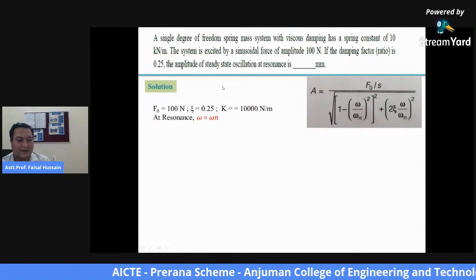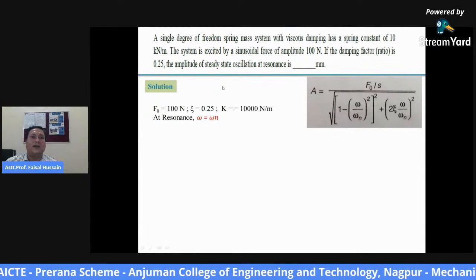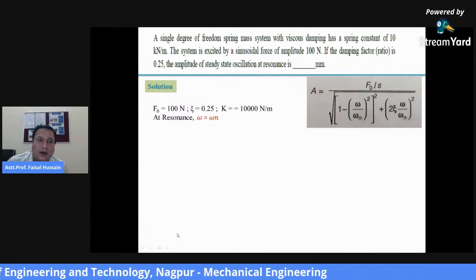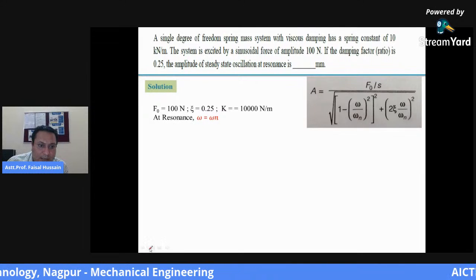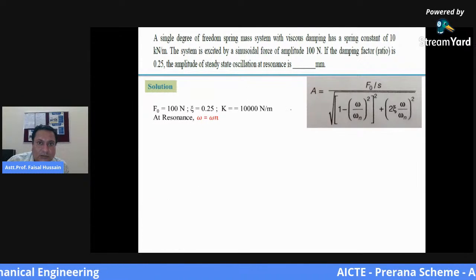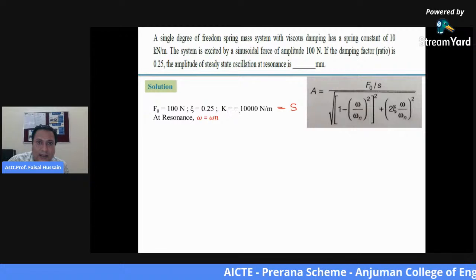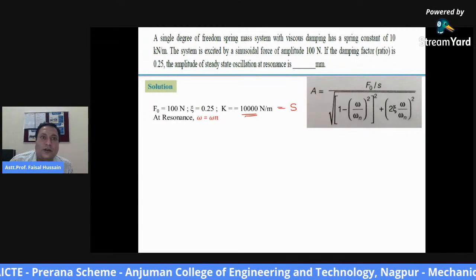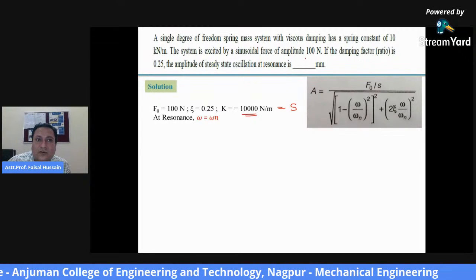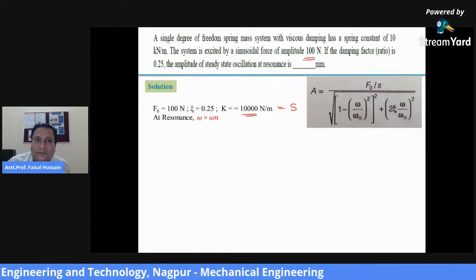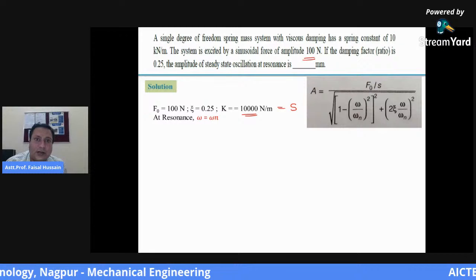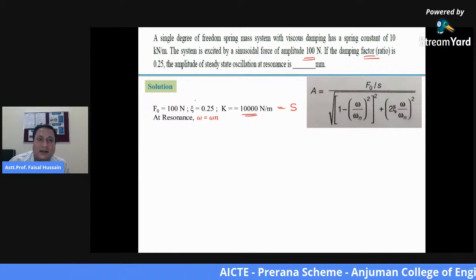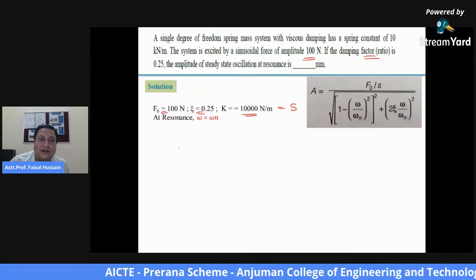Now let us move to the second problem. Here, a single degree of freedom spring mass system with viscous damping has a spring constant of 110 kilonewton per meter. Spring constant means your stiffness, so stiffness can also be written as S or K, and it is 10,000 Newton per meter. Then the external force F0 is 100 Newton. The system is excited by a sinusoidal or oscillating force of 100 Newton, and the damping factor zeta is 0.5 and F0 is 100.